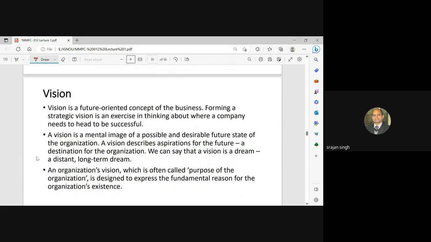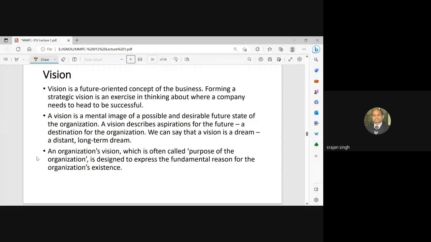The first is vision. Vision is a future-oriented concept of the business. Forming a strategic vision is an exercise in thinking about where a company needs to head to be successful. So vision is basically a very long-term objective. It is written in a number of books that vision can be considered the dream of the company, that is, where it wants to be in the distant future.